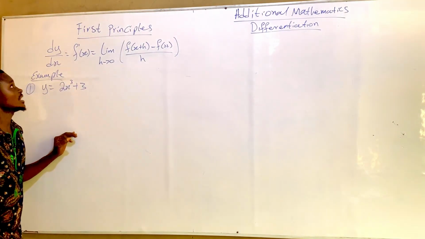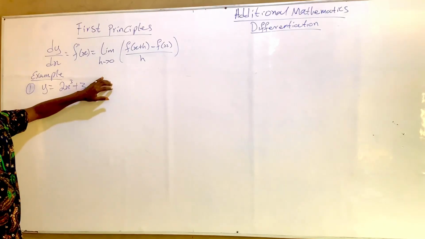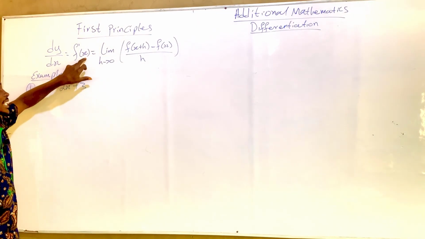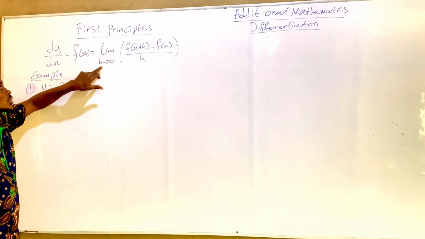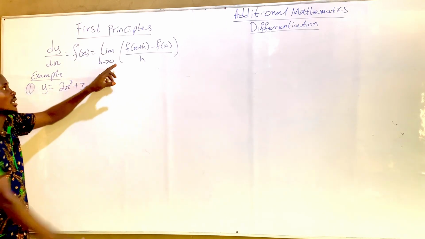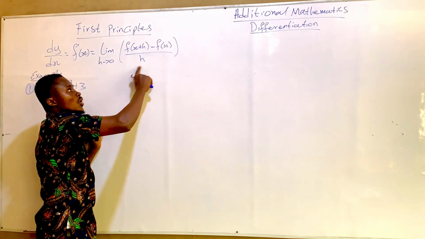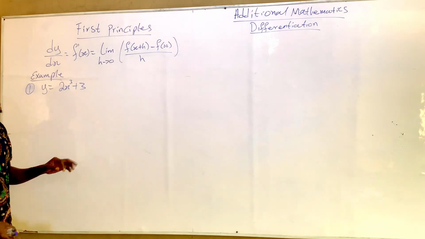Now, when we take a look at the first principle, it has a formula which says that dy over dx equals the derivative of f(x), which equals the limit as h approaches 0 of f(x + h) minus f(x), all over h. Now, what does it mean?